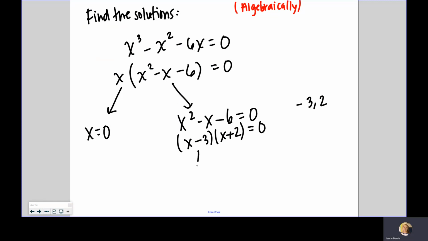All right, so set each piece equal to 0. Sorry, I keep hitting the button on my pen. So we get x equals 3 and x equals -2. So there's my 3 solutions.